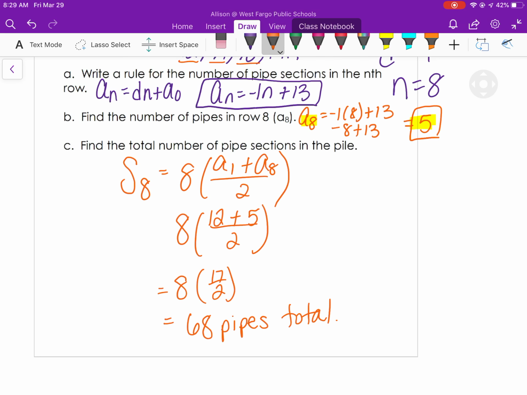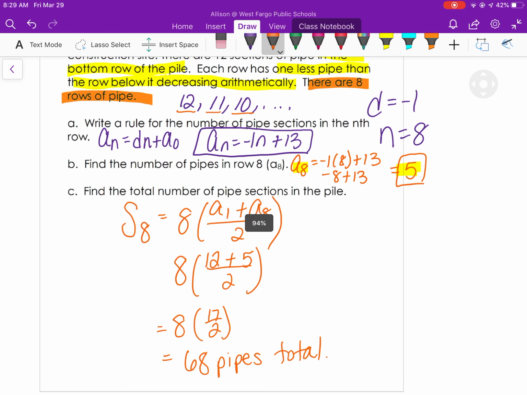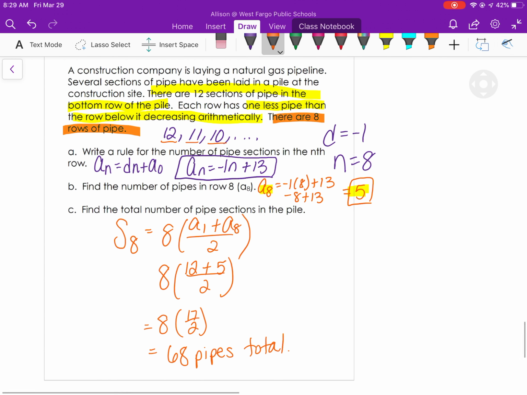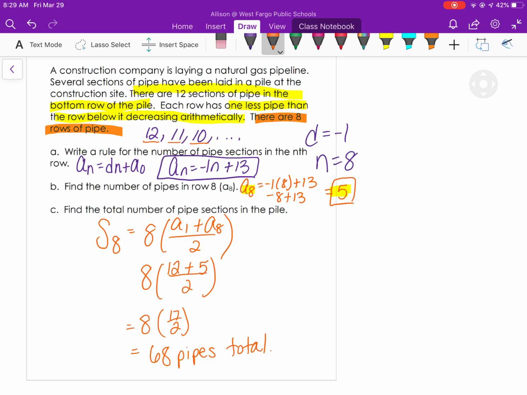So there's where we can use the sum of an arithmetic series to solve a problem when we're looking for a total number of things. Okay, that's it. Just finding the pieces of the formula and plugging them in correctly.